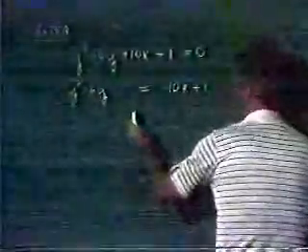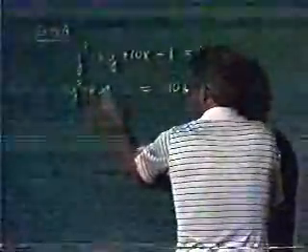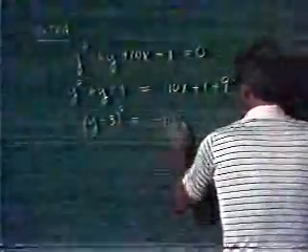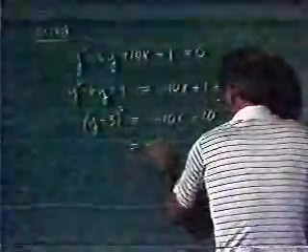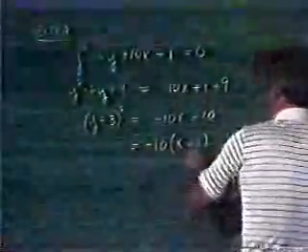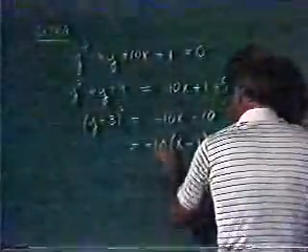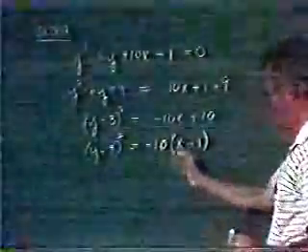And now we need to complete the square here. Dividing this by 2, we get 3. Squaring that, we add 9 to both sides. And so we have y minus 3 squared is equal to minus 10x plus 10. So I'm going to factor a minus 10 out, and that will give me x minus 1. So I have y minus 3 squared is equal to a minus 10 times x minus 1.